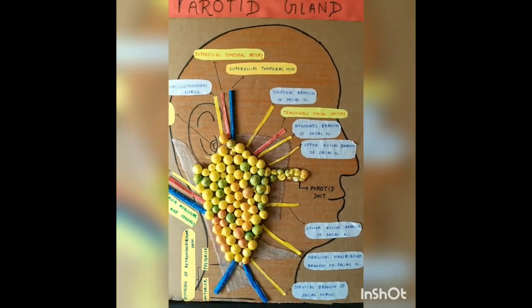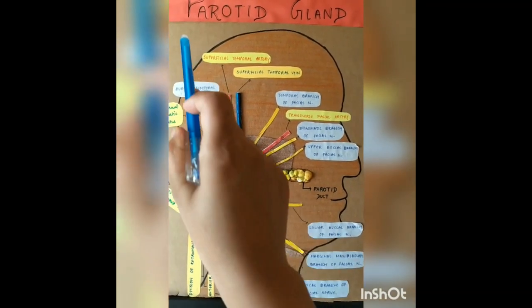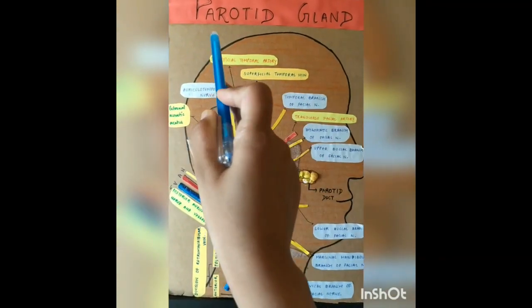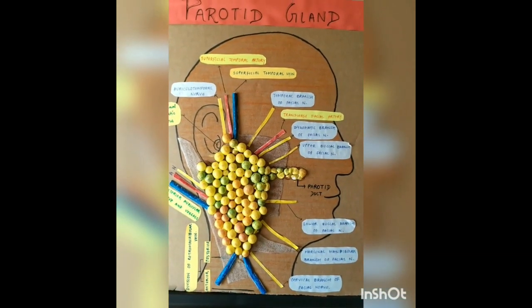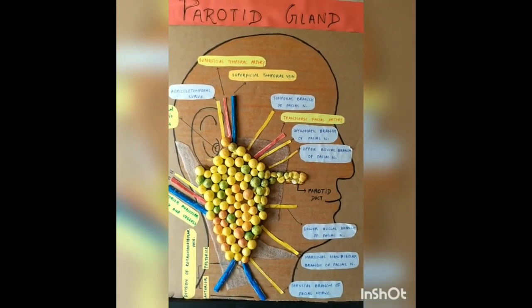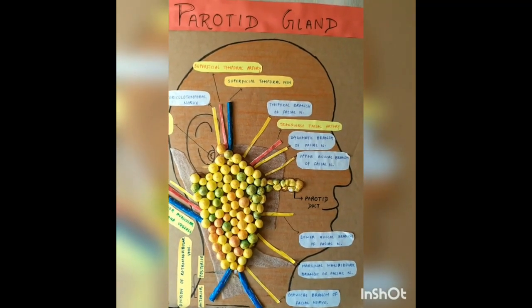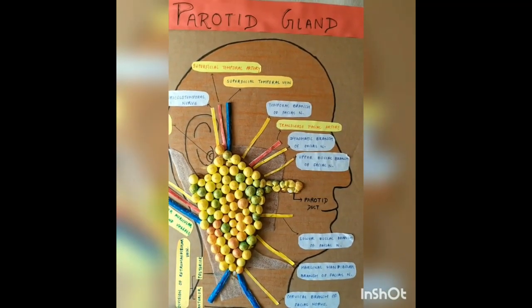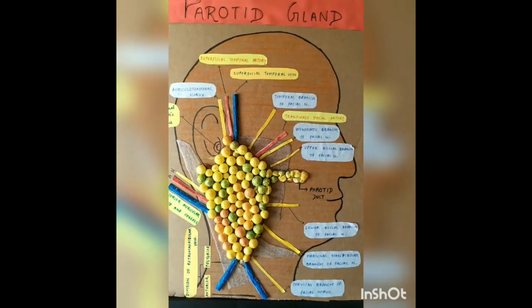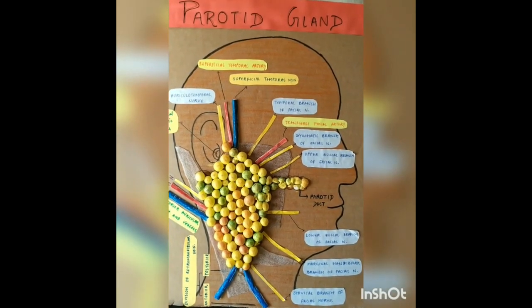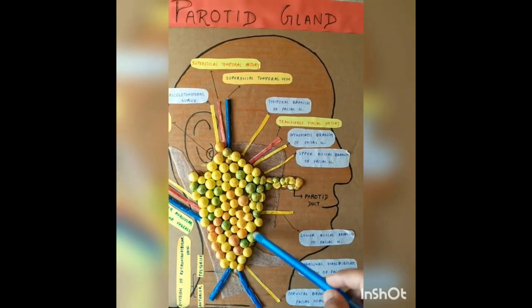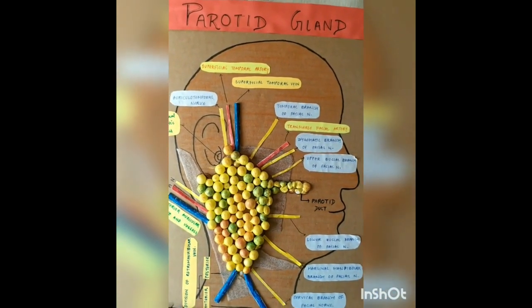Hello everybody. Today we are going to discuss the parotid gland. So what is the parotid gland? It is the largest serous salivary gland. There are a total of 3 salivary glands in our mouth, that is submaxillary, parotid and sublingual gland. So parotid is one of the largest salivary glands.